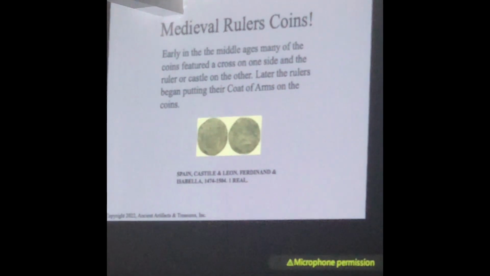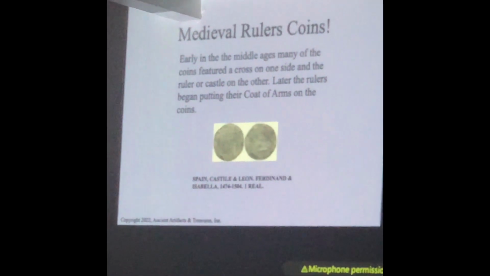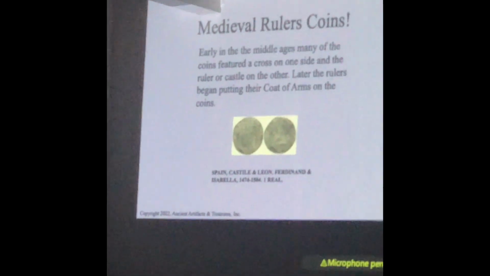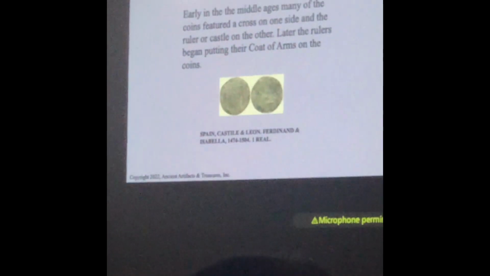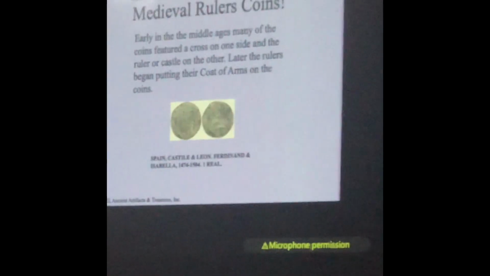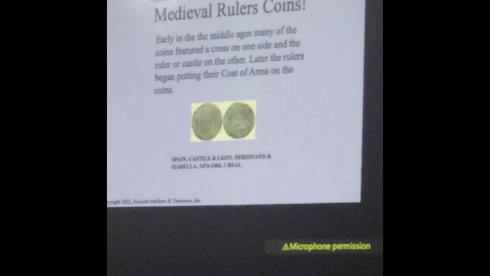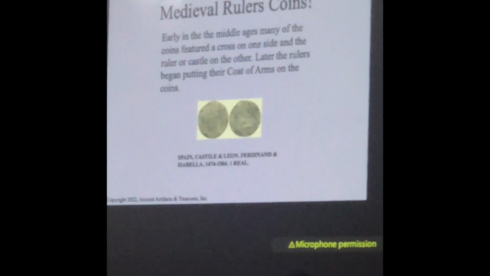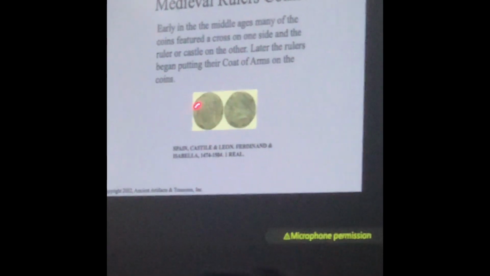Okay. Now, I mentioned here ruler, castle. Later, the rulers started putting a coat of arms. This one is Ferdinand and Isabella. Anybody ever hear of those two characters? Yep. Let's get back to 1492, right? This is one from 1474 to 1504. It's a 1 real. It is silver. And you notice that they have placed their coat of arms on the coin. And I brought one also of Ferdinand and Isabella with me.